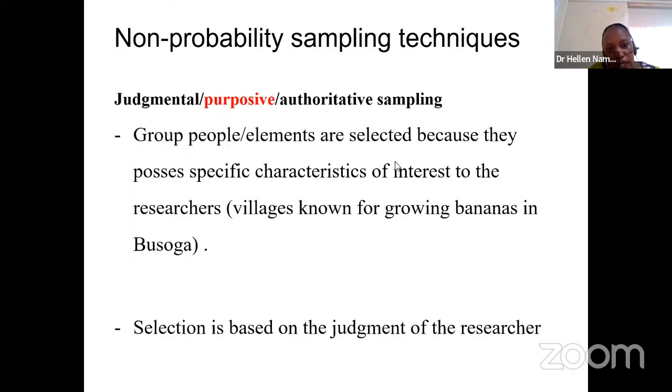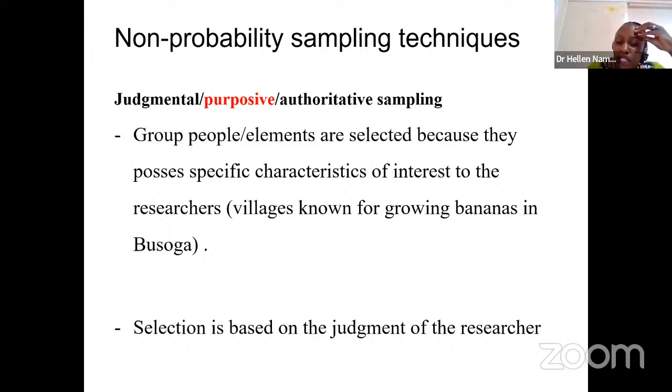Another one is called judgmental or purposive. In this particular case, the groups that are being selected to be involved in your sample have a purpose. There are certain characteristics of interest that you're looking for. For example, maybe you're interested in people growing bananas in a particular village, so as you're designing your questionnaire, or as you go out to do data collection, you will specifically target that group because it is where your interest is.